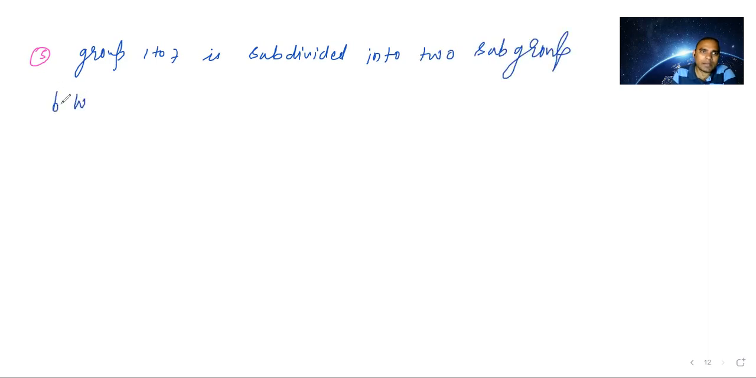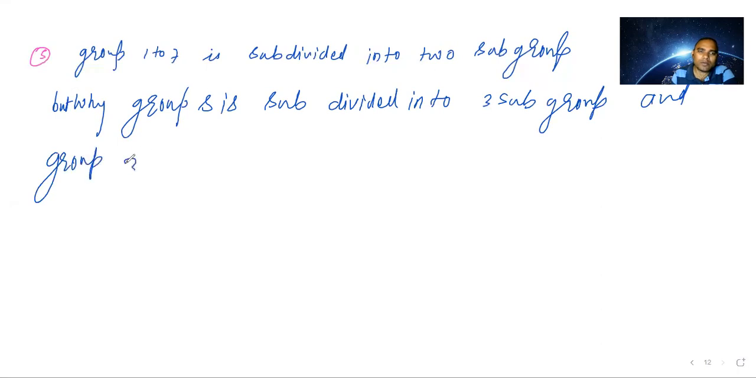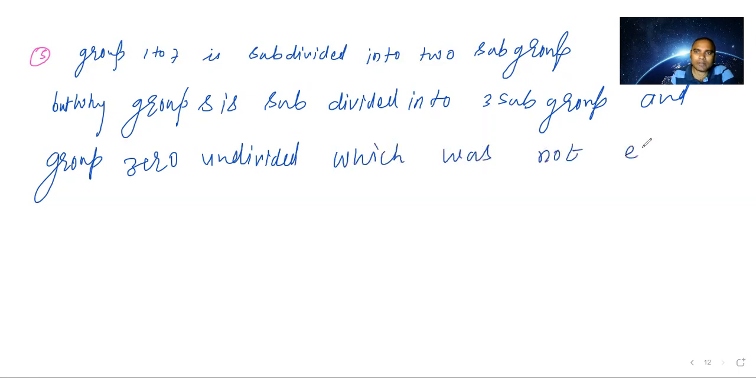But they are asking, but why group 8? Why is group 8 subdivided into 3 subgroups, and group 0 is undivided, which was not explained? So because of these things, this periodic table failed.